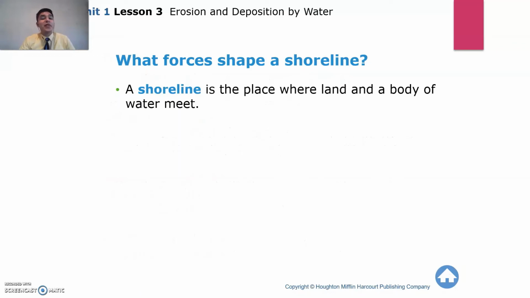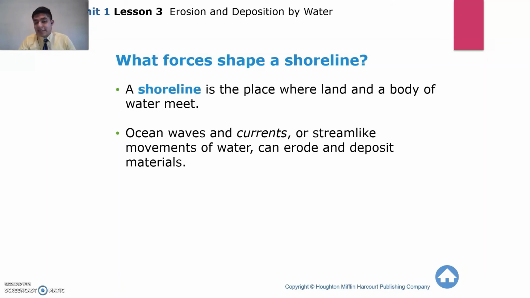Alright, now we continue with what forces shape a shoreline. A shoreline is a place where land and a body of water meet. Ocean waves and currents or stream-like movement of water can erode and deposit material. Like imagine Champerico in this moment. Imagine the sun, imagine the water, imagine the beach. So basically the place where usually your family goes to, where you find all of the sand, where you can walk around, where you see all of the waves coming to the shore. That's the shoreline, basically, where we go and we have fun with the family.